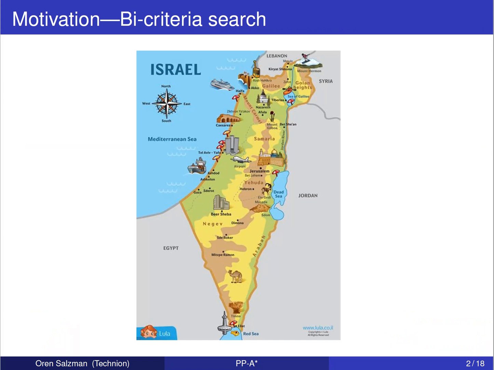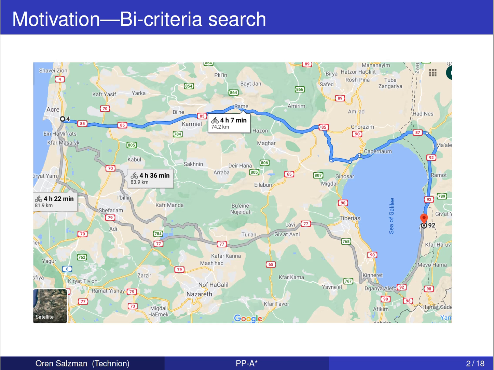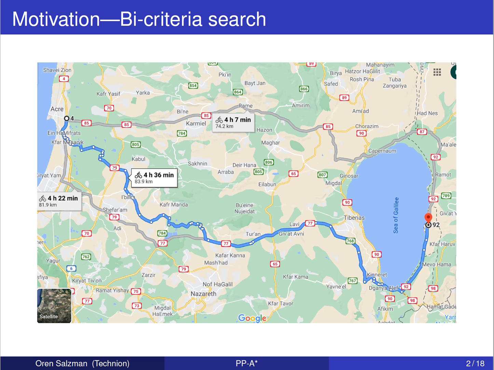To motivate this talk, let's take a virtual bike tour in the northern part of Israel where the Technion, my university, is located. Specifically, we're going to ride between Akko and the Sea of Galilee. Akko is a city on the Mediterranean, and the Sea of Galilee is a beautiful lake in the northern part of Israel. If we go to Google Maps and try to find directions between Akko, or Acre as it is called in the map, and the Sea of Galilee, we see three different options: top, bottom, and middle paths.